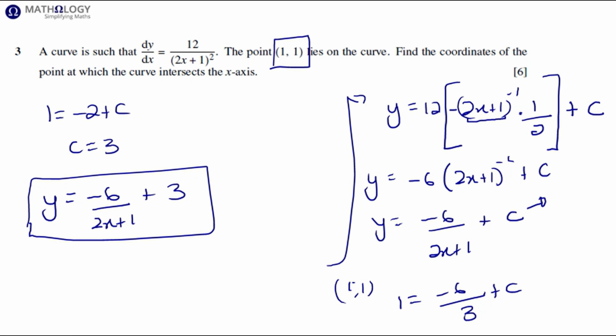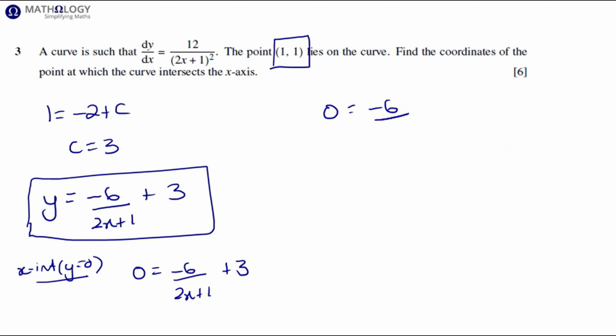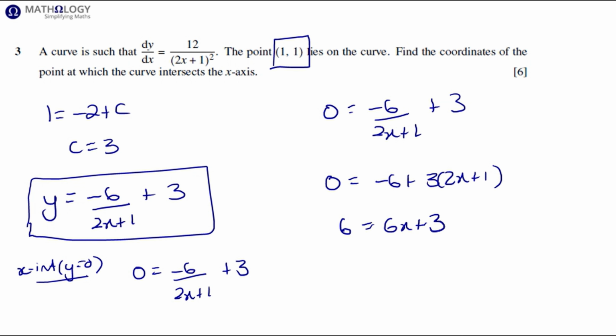We now need to find the coordinates of the point at which this curve cuts the x-axis. So in other words, we want to know what the x-intercept is. So we put y equal to 0. 0 equals minus 6 over (2x plus 1) plus 3. So 0 equals minus 6 plus 3 times (2x plus 1). 6 equals 6x plus 3. 6x equals 3. x equals a half. So the curve will cut the x-axis at the point (1/2, 0).